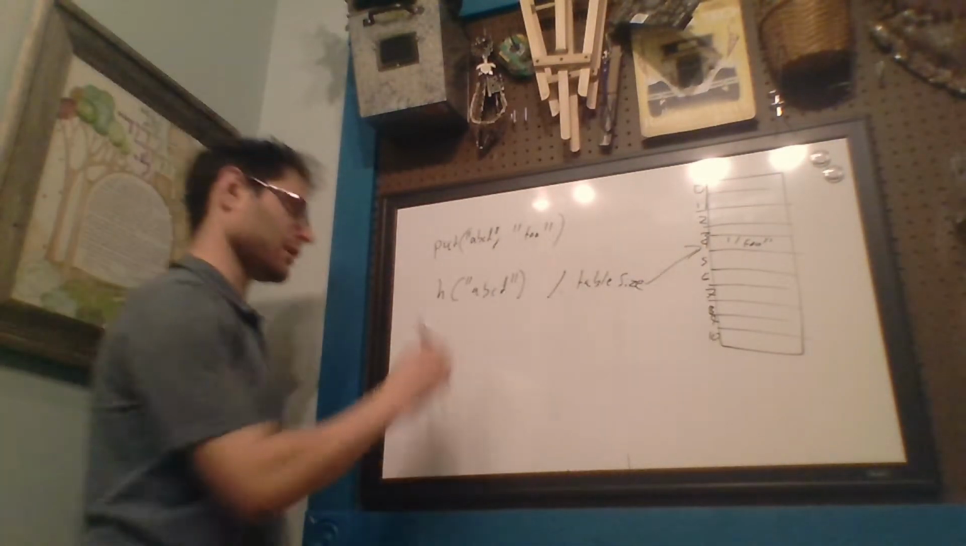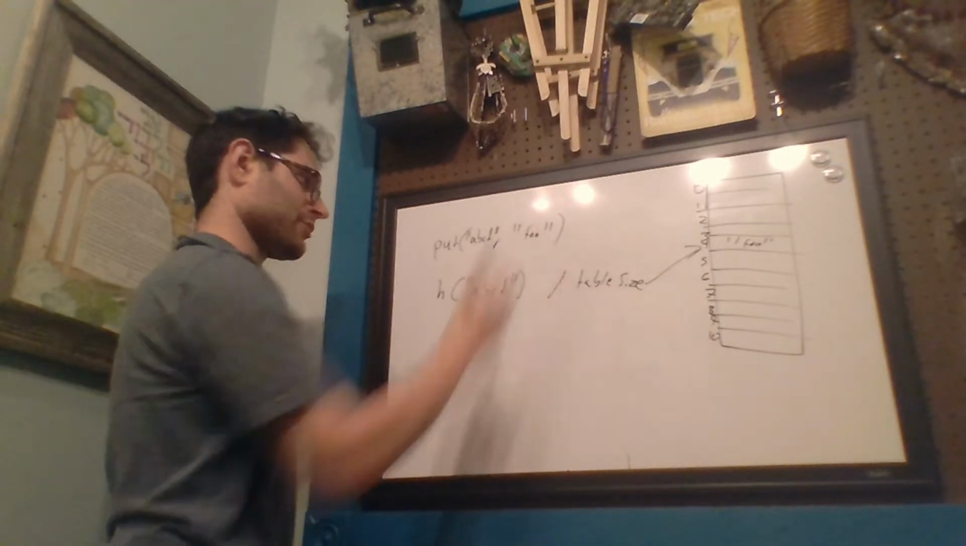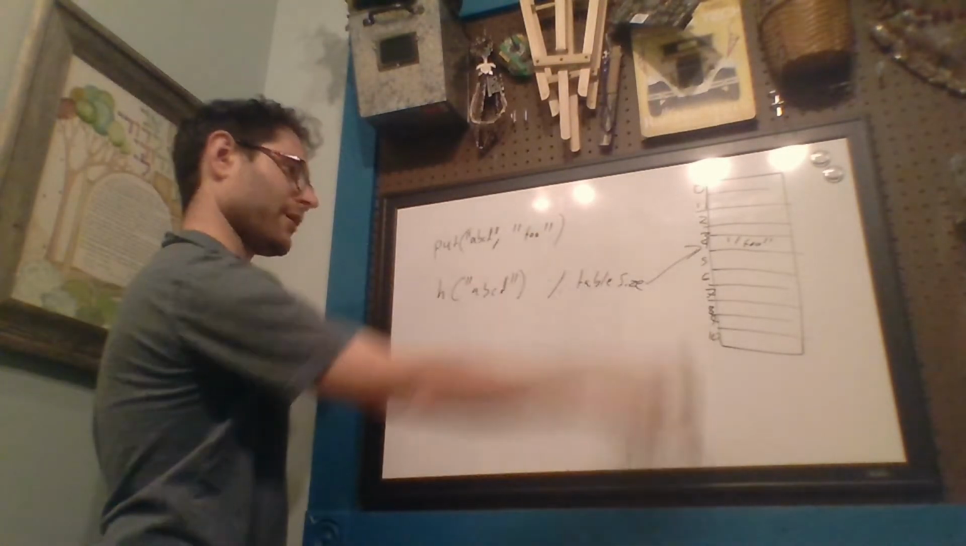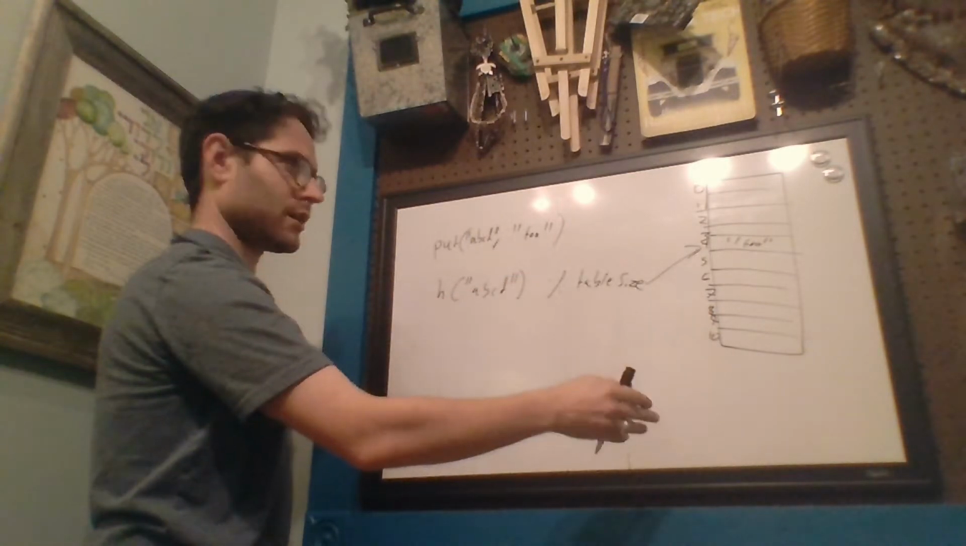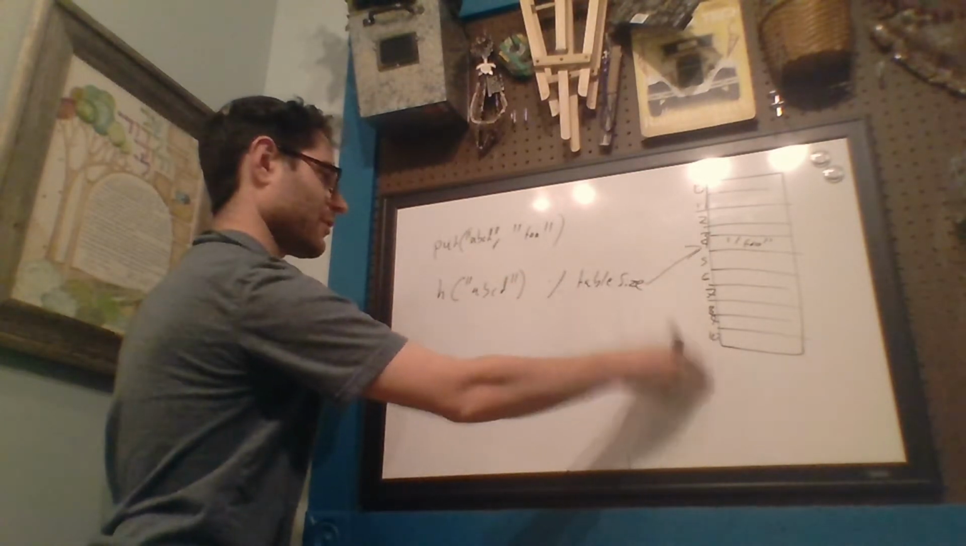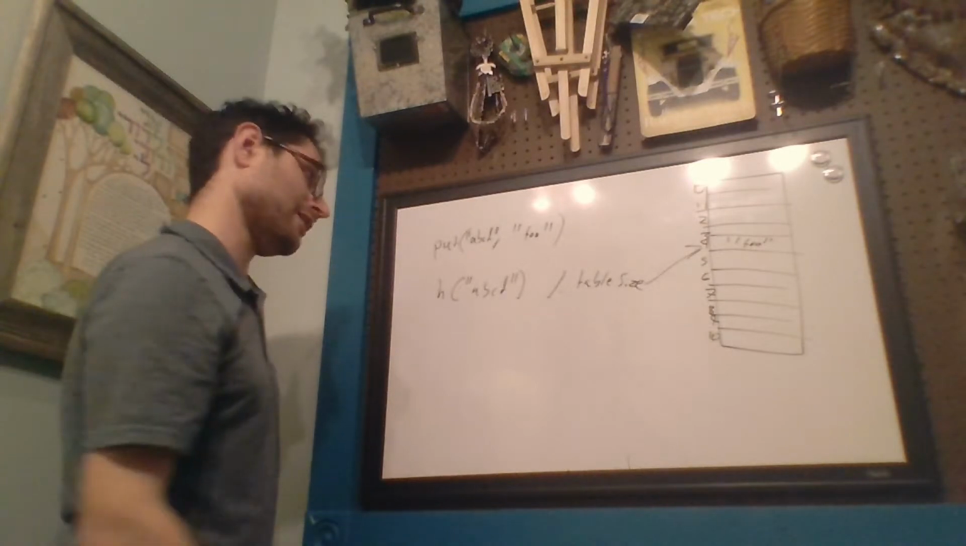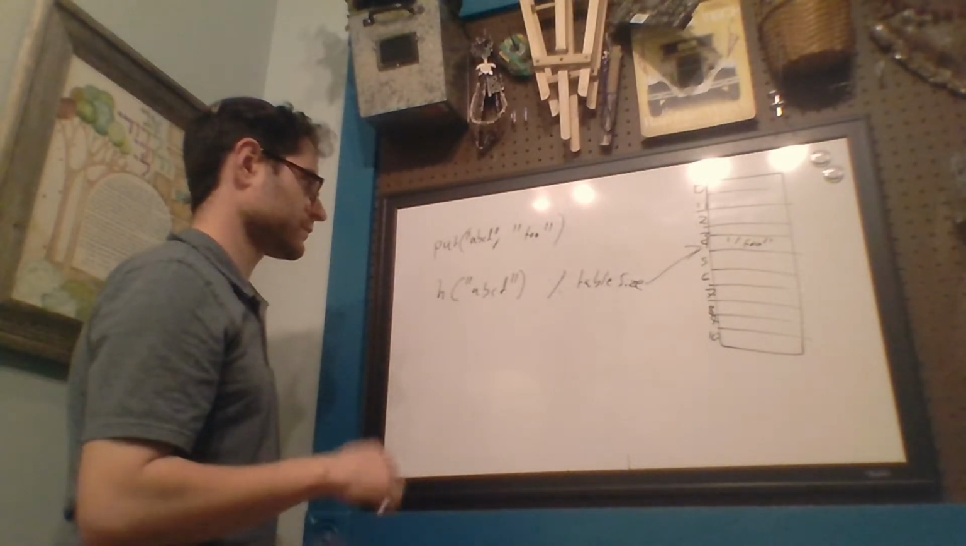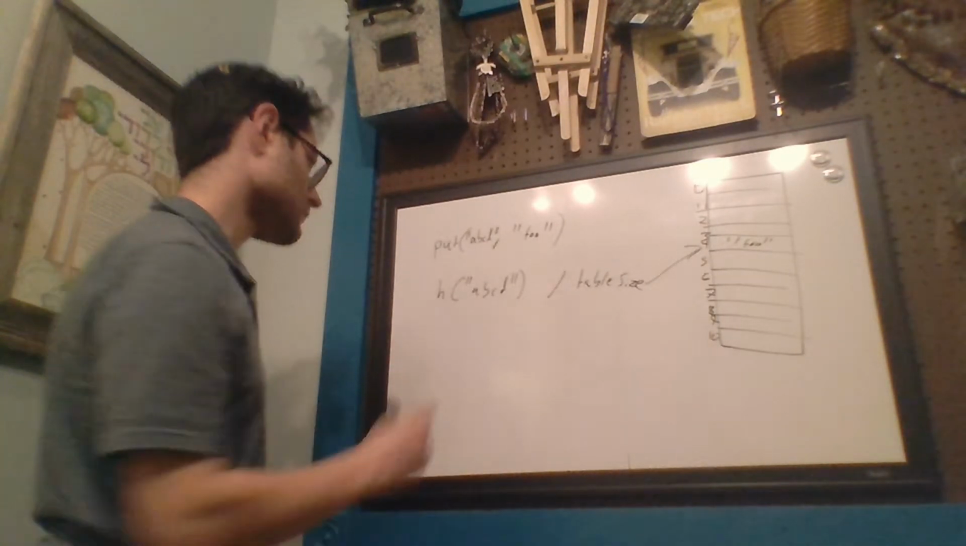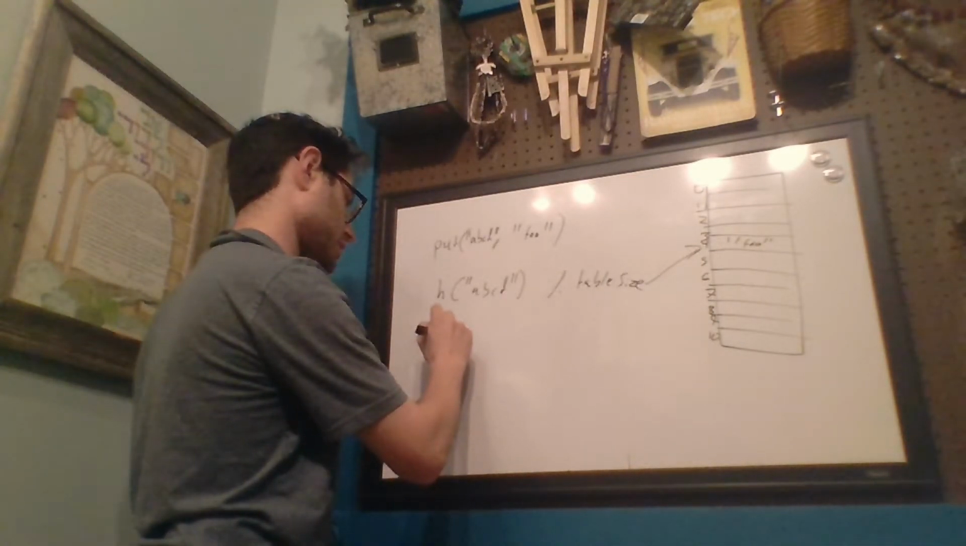Now the key is that the hash function takes constant time. The modulo function takes constant time. It doesn't change in comparison to the size of the array. So as the hash table gets bigger, this doesn't take any longer than any other operation.